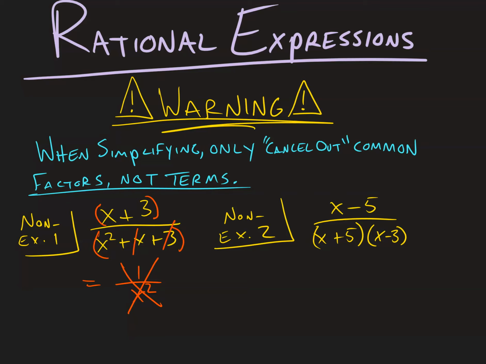Similarly, I can't do something like this, where I cancel out a 5 here, an x here, and a negative here, leaving me with 1 over x plus 3. That's definitely not something you can do. In this case, there would be no way of canceling out any factors because there are no factors in common. Even though there's an x here and an x there, this is not really x, this is x minus 5, and this is not really x, this is x plus 5. So you can only cancel out common factors, not common terms.